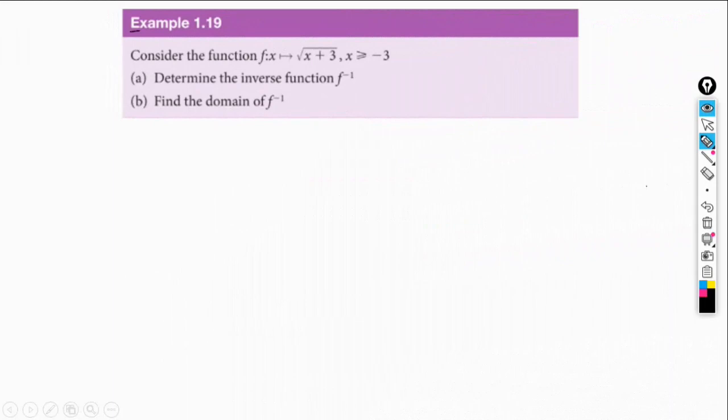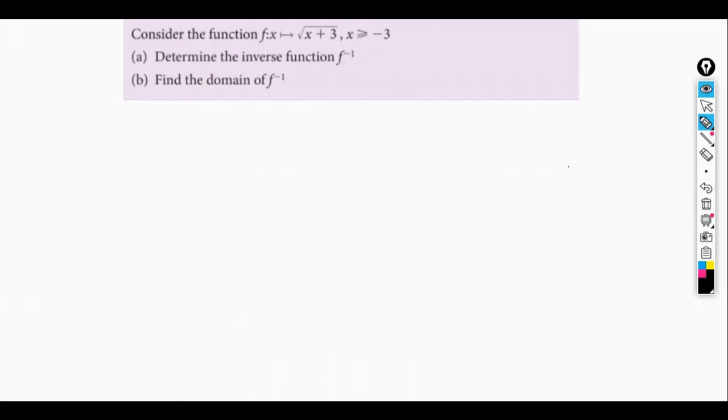Next, let's take a look at example 1.19. They say, consider the function f such that x maps into square root of x plus 3, x greater than or equal to negative 3. So they already give us a restricted domain, which makes sense because it's a square root. So the domain would be restricted to values that are greater than or equal to negative 3. A, determine the inverse function.